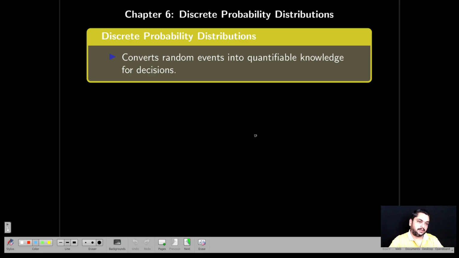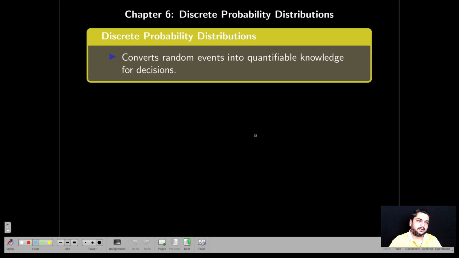Standard means they already exist, so they are already given. So why do we need to learn them? In your syllabus, we basically learn three important discrete probability distributions. First one is the binomial distribution, second one is the Poisson distribution, third one is the discrete uniform distribution. Now before going to that, let us understand what it is that we are doing.